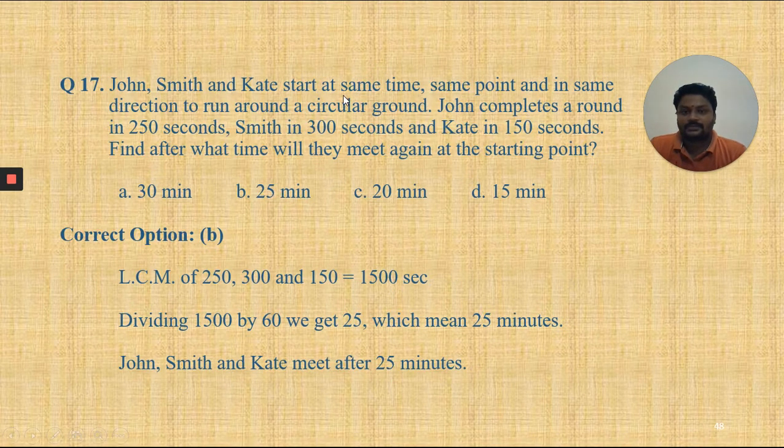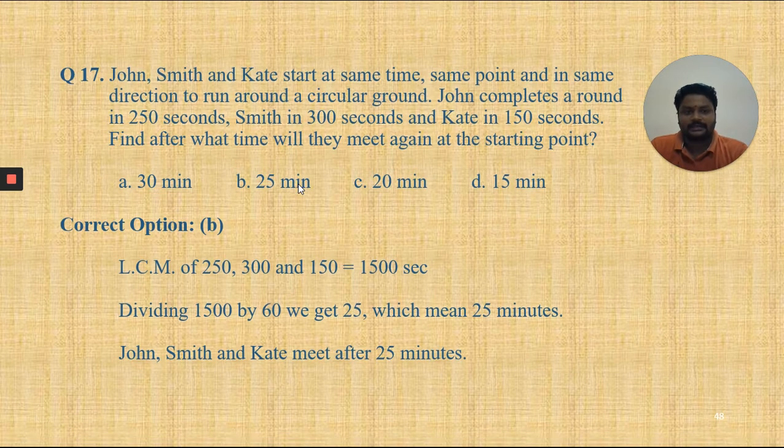Next, John, Smith and Cat start at the same time, from the same point, and in the same direction to run around a circular ground. John completes a round in 250 seconds, Smith in 300 seconds, and Cat in 150 seconds. After what time will they meet again at the starting point? Four options are given. The LCM of the given numbers 250, 300, 150 is equal to 1500 seconds, which means 25 minutes. They meet after 25 minutes. So option B is correct.